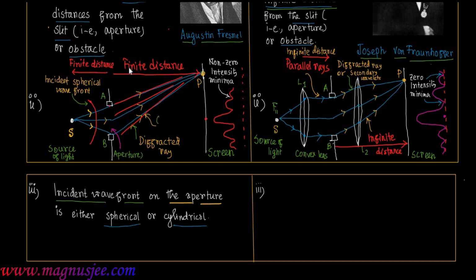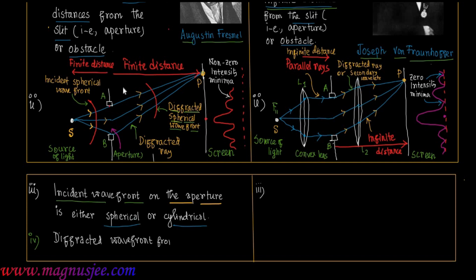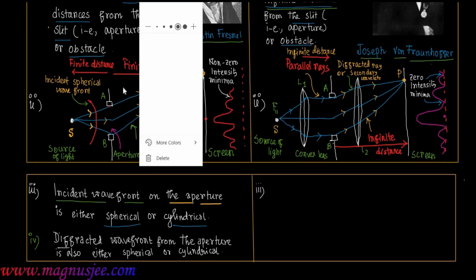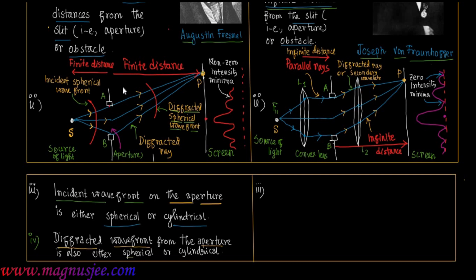Similarly, diffracted rays are converging towards a point P on the screen, and the diffracted wavefront will be spherical again because the diffracted rays are converging. We get a diffracted spherical wavefront. Hence, the diffracted wavefront from the aperture AB is also either spherical or cylindrical.